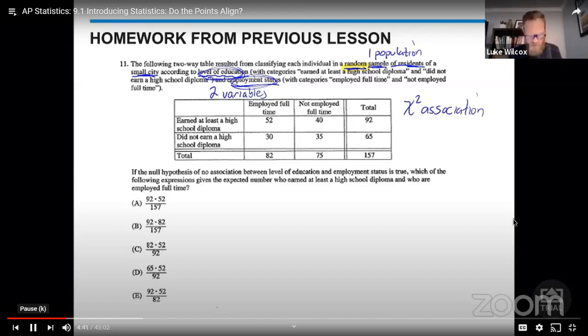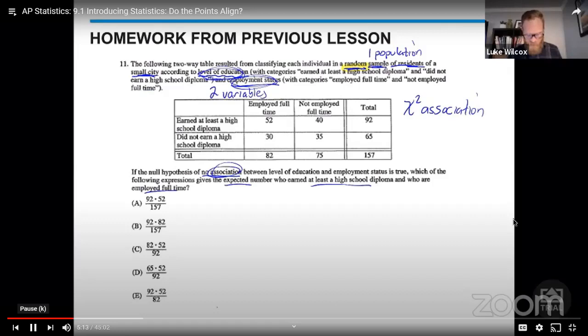So here's what the question says. If the null hypothesis of no association between level of education and employment status is true, which of the following expressions gives the expected number who earned at least a high school diploma and who are employed full-time? So we see that word association in there again. That's another clue to us. And this sounds like we're going to have to be doing an expected value calculation, assuming the null hypothesis is true, that there's no association between these two variables.